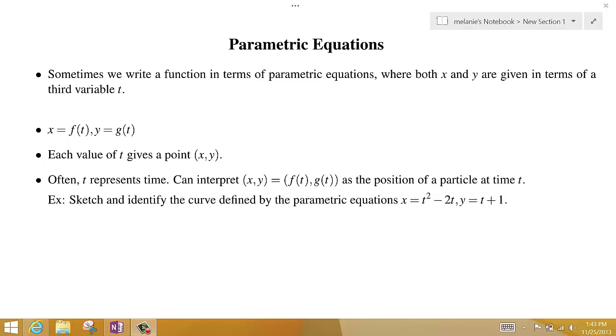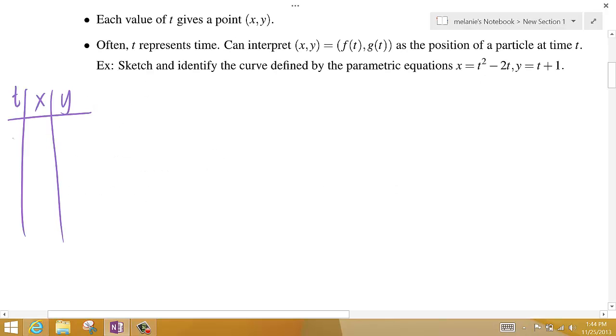So let's just pretend for a moment that we have no idea what this looks like. If you don't have a clue what to do, you make a table. And we just plug in particular values for t. Let's start with our favorites: -2, -1, 0, 1, and 2. And we'll do more if we need to.